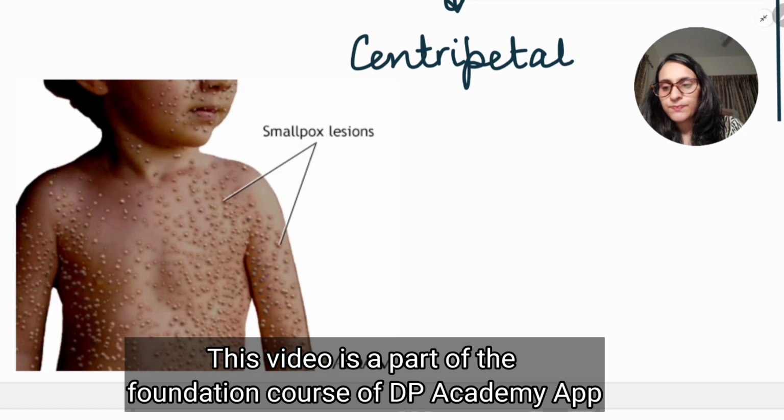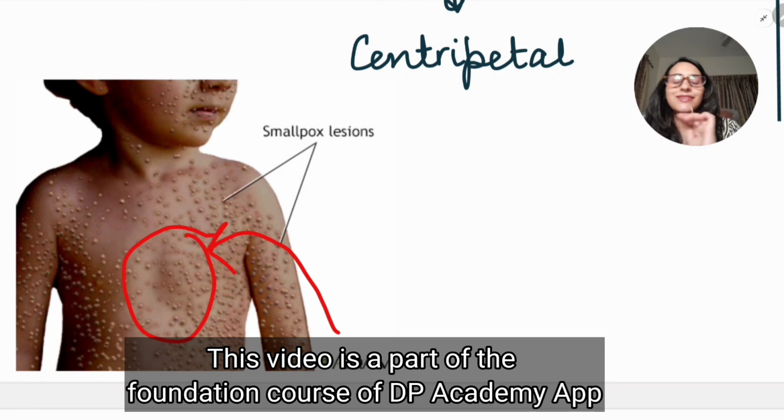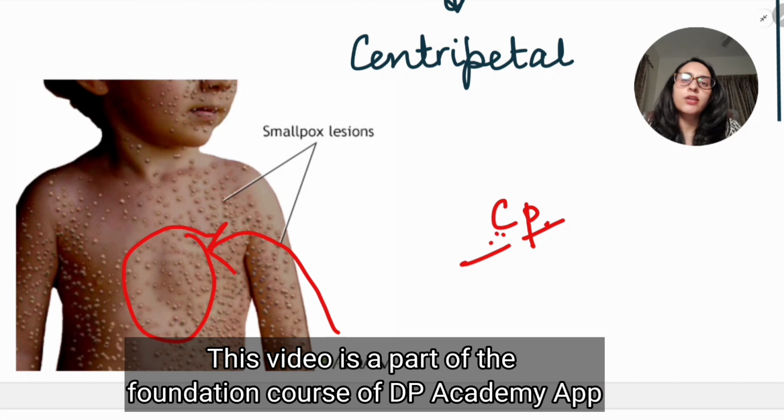In smallpox, the distribution of these rashes is centrifugal. Then it goes towards the trunk. So it starts from the periphery and goes towards the trunk. And this is exactly opposite from chickenpox. If you remember, chickenpox starts centripetal. So it starts from the trunk area, goes toward the extremities. CP: centripetal, and CP: chickenpox, that we have studied. So it starts with the centripetal distribution, then goes towards the periphery, that is centrifugal. This is exactly opposite of smallpox.